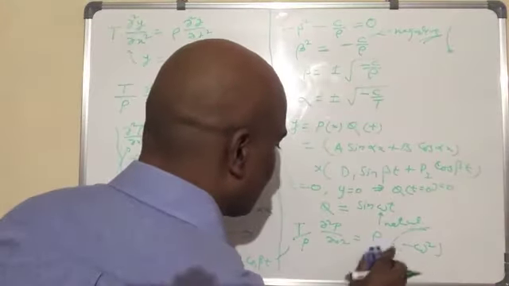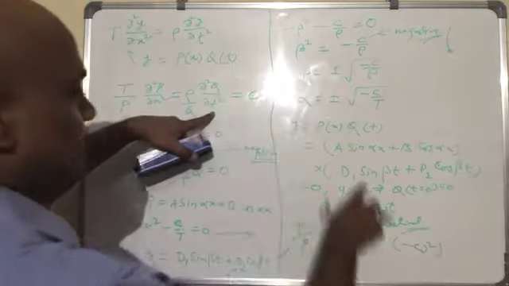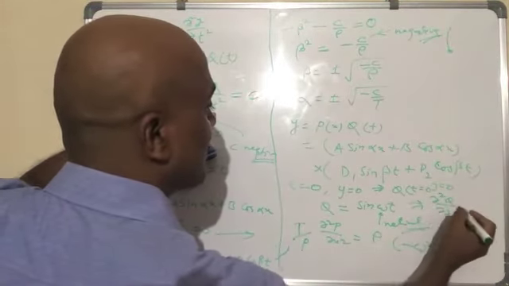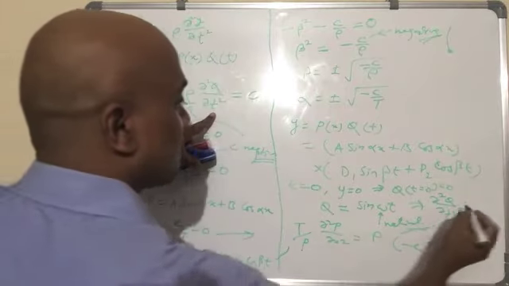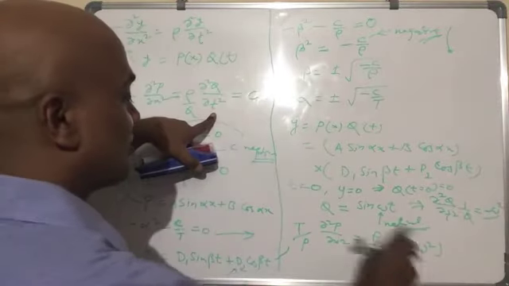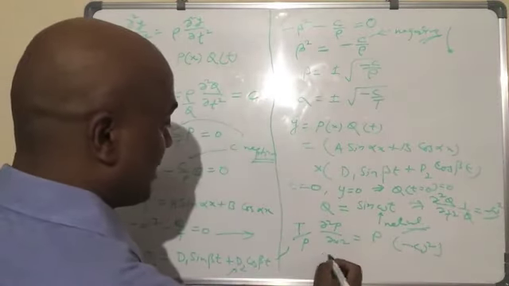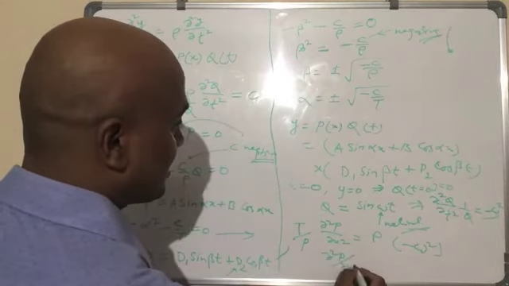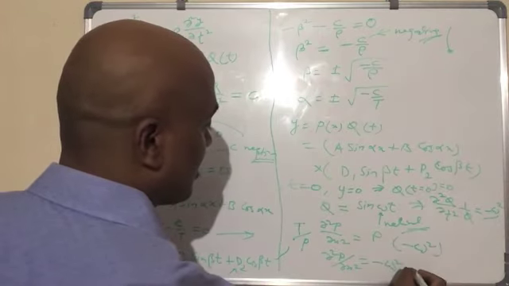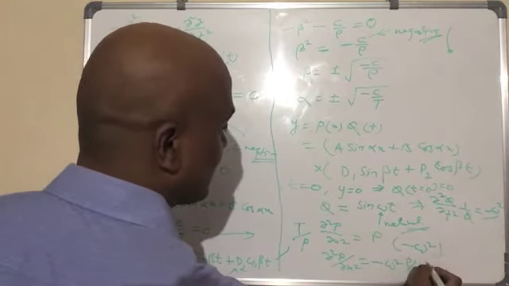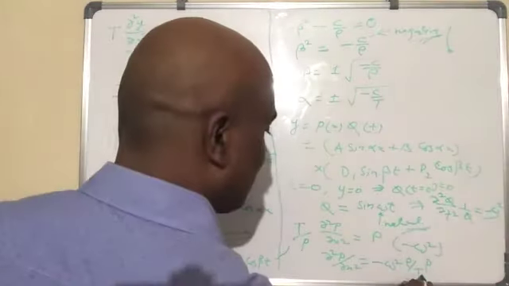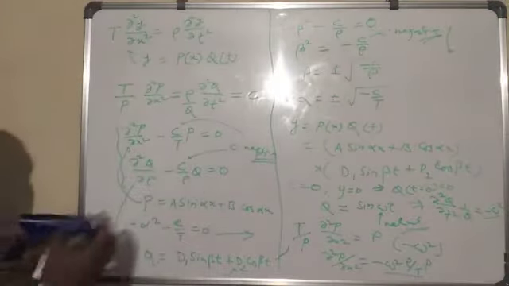Q will not be there. So del square q over del t square times 1 over q will be equal to minus omega square, simply. So you have rho times minus omega square. Hence you have del square p over del x square equal to minus omega square rho over T times p. Okay. This is the equation you get.